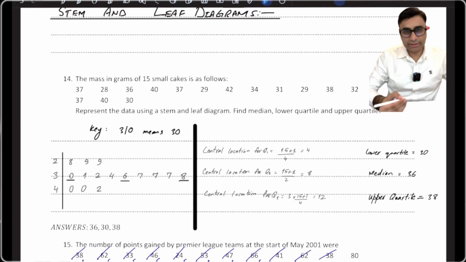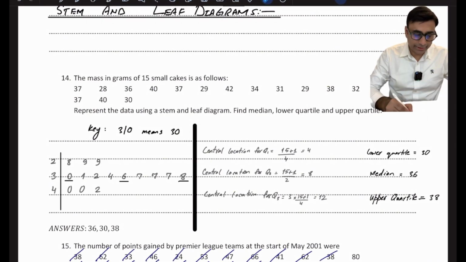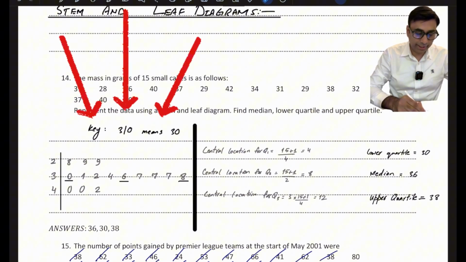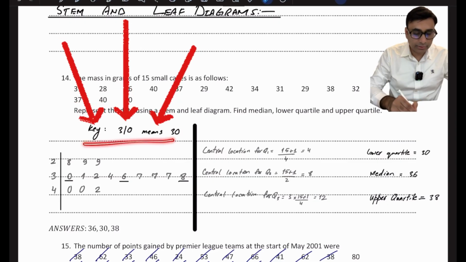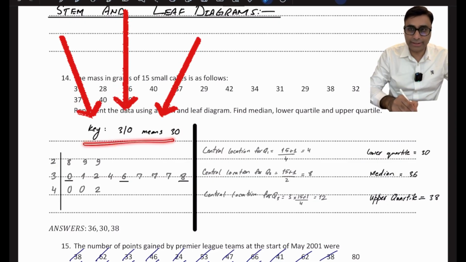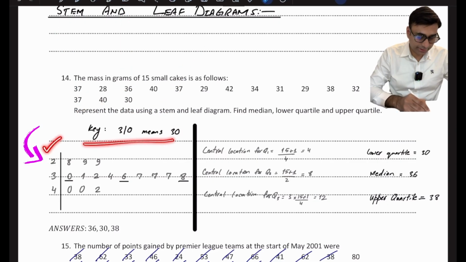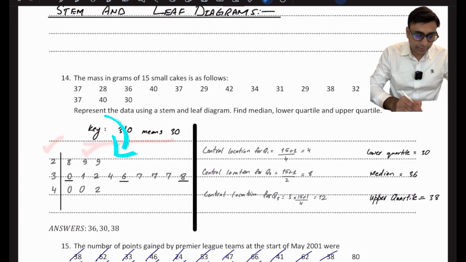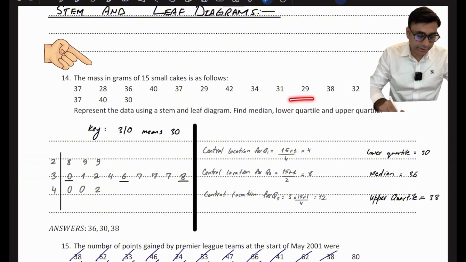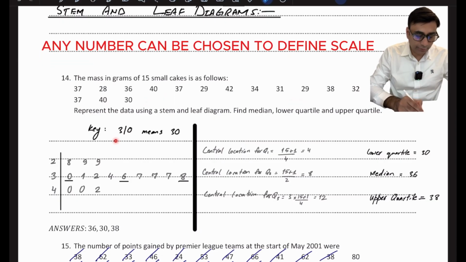If you're given a particular set of data and the requirement is to plot a stem and leaf diagram, the first thing that you need to do is to identify a particular key by which you will be able to represent the entire data. So there's going to be a stem, there are going to be leaves, and there is going to be a key for stem and leaf. Like if you have data ranging from somewhere in the 20s to somewhere in the 40s, you can put a key of 3|0 means 30.